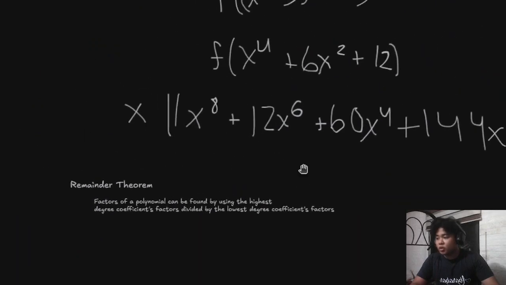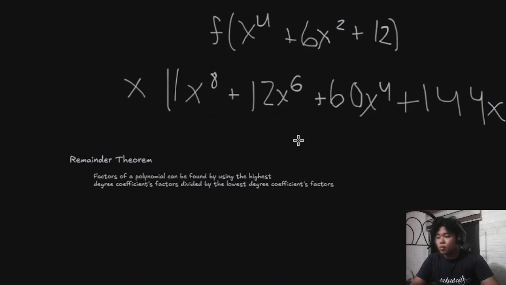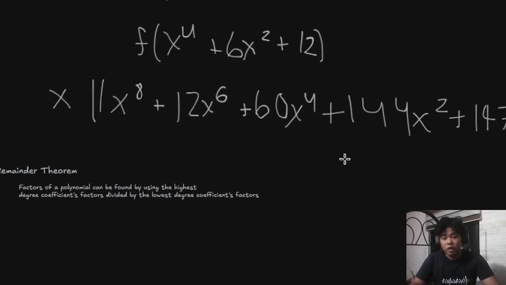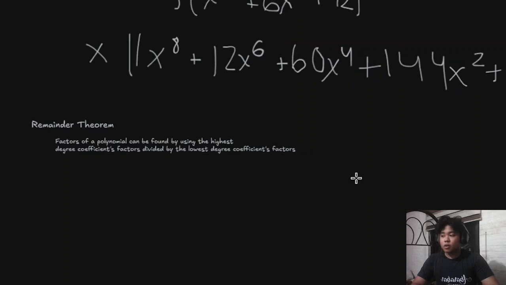1 can be either -1 or 1, and 147 can have multiple factors. But right now, we're trying to find the answer: how many different combinations? With that, let me introduce to you a simple trick to find the number of factors.